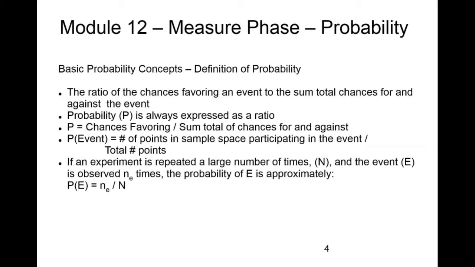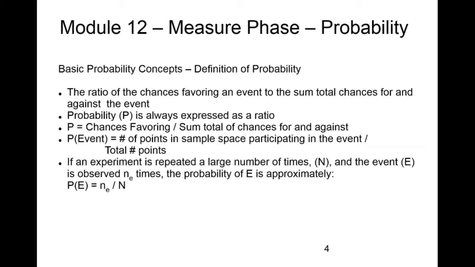P of an event is the number of points in the sample space participating in the event divided by the total number of points. So if I have 100 points, and say 20 points actually participated in a given event, say pass or fail, we'll just call it pass this time around, then I divide 20 by 100 and get 0.2.